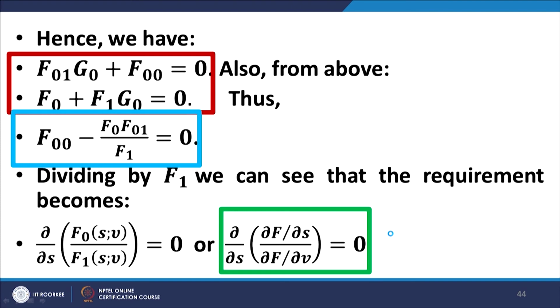Hence, we have two equations: f01 g0 plus f00 equal to 0, and f0 plus f1 g0 equal to 0. Using these two equations, substituting for g0 from the second equation in equation 1, I get the equation in the blue box. If I divide throughout by f1, I can write this equation in the form given at the bottom of your slide. The first equation at the bottom simplifies to the second equation, the one in the green box.